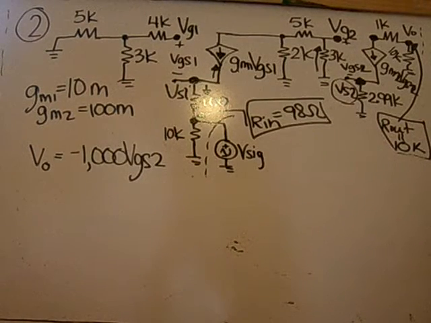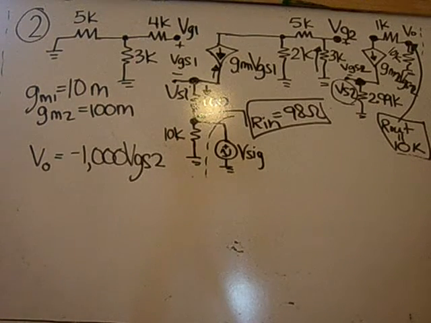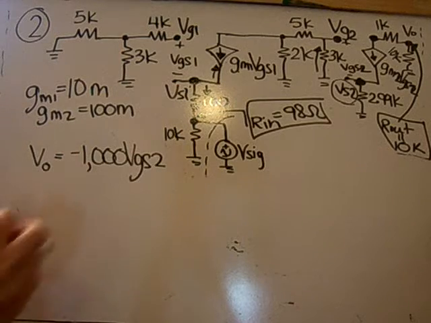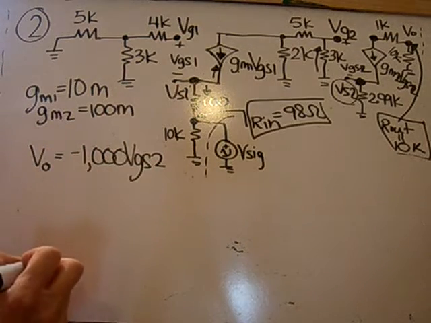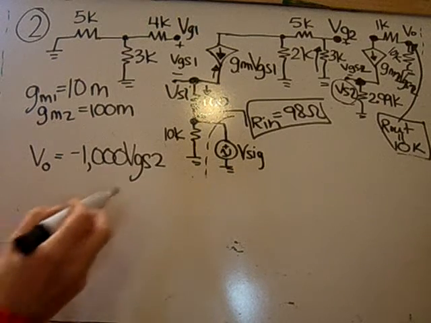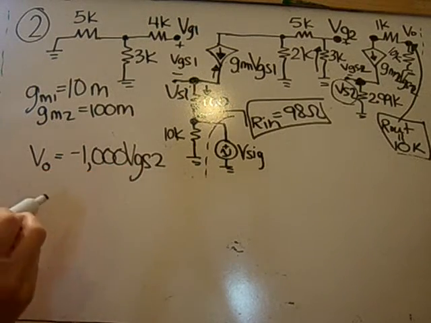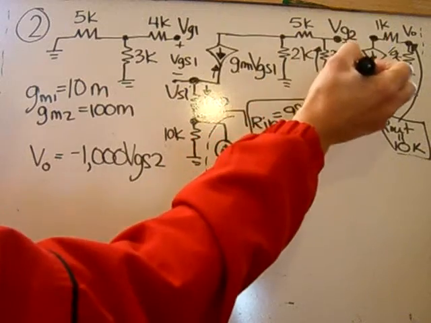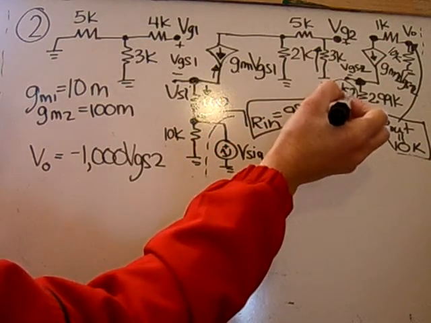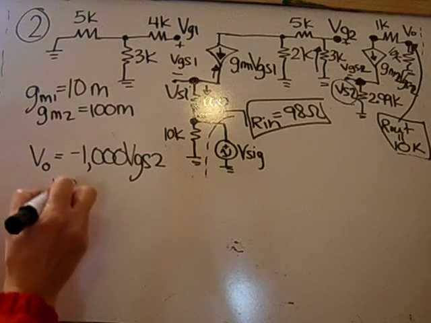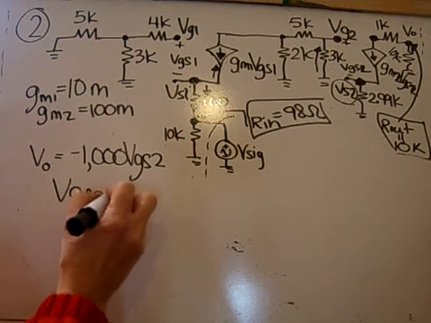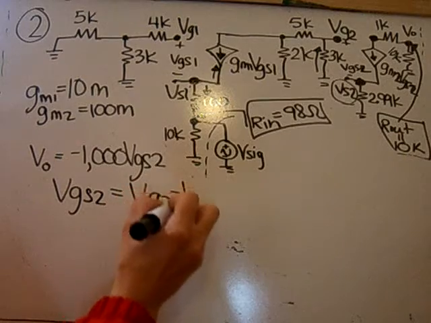This is part 2 of Exam 2, example number 2. It was left off that V out was equal to minus 1000 VGS2. So now VGS2 needs to be found, which is VG2 minus VS2. The most common problem is that people forget to put in the VS2. So VGS2 is equal to VG2 minus VS2.